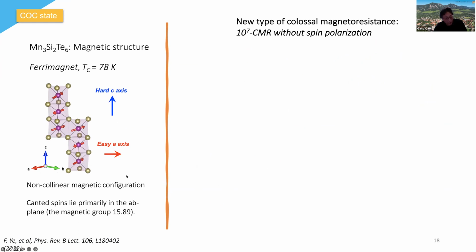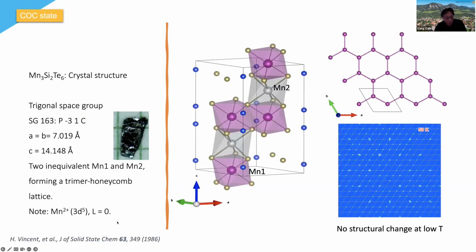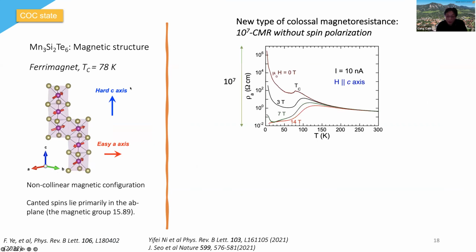The recent neutron data by Ye Feng, this paper was just published a couple of weeks ago, indicates that the structure is non-collinear, right? But mostly the spins actually lie within the AB plane. So the A-axis is the magnetic easy axis, whereas the C-axis is the magnetic hard axis.